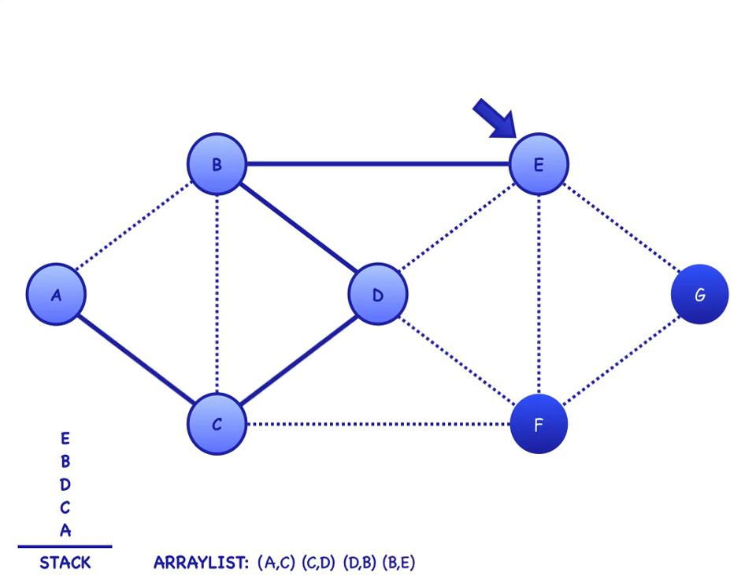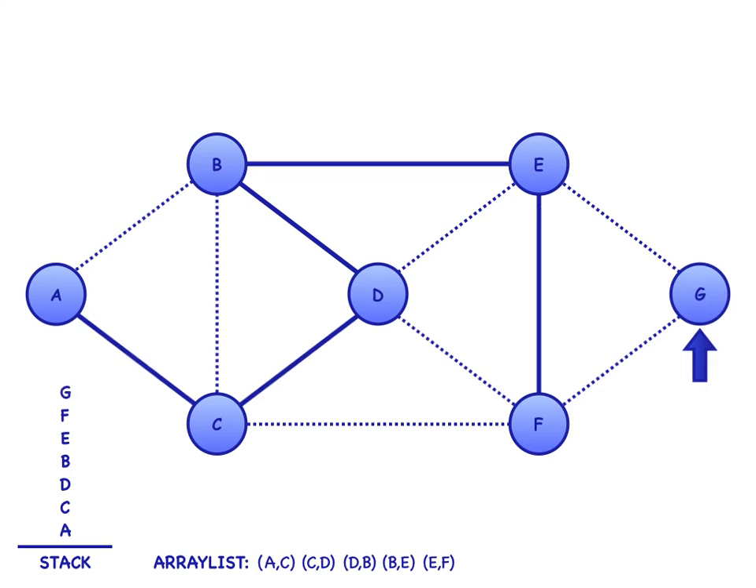Next, visit an adjacent unvisited vertex, mark it as visited, push it onto the stack, then the edge that connects E and F, add it to the array list. Then, visit an adjacent unvisited vertex, mark it as visited, push it onto the stack, then the edge that connects F and G, add it to the array list.